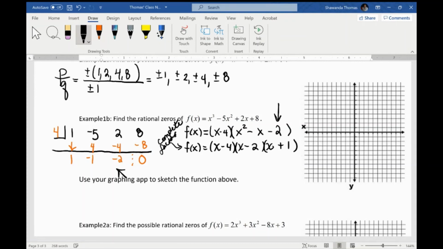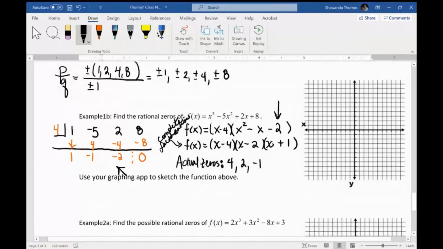Or they may say something about linear factors or something like that. Product of linear factors. All right. So what are the actual zeros? 4, negative 2, and negative 1. Very nice.